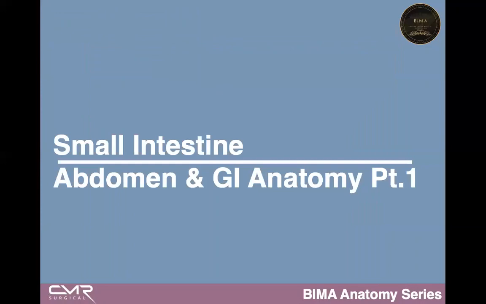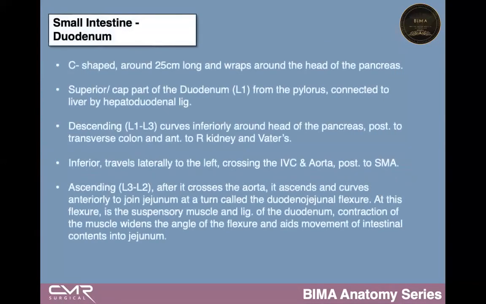Moving on now to the small intestine. What is the small intestine? So the small intestine is made up of a few more parts rather than just plain small intestine. So the duodenum is the first part of the small intestine, and it is C-shaped. It's around about 25 centimeters long, and it wraps around the head of the pancreas.